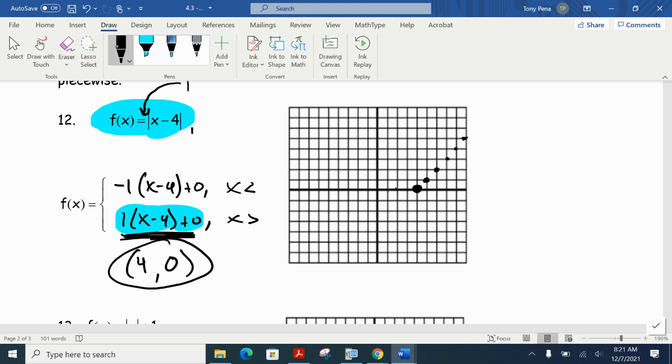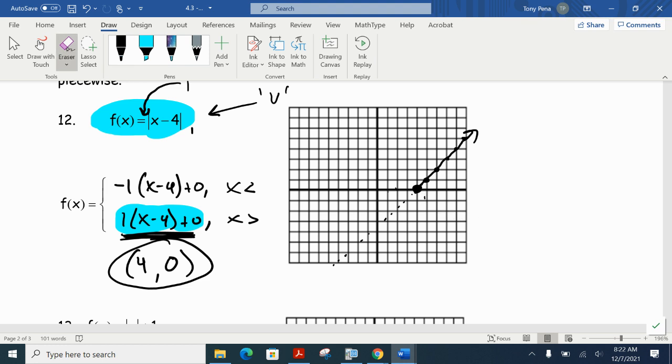Understand what this is supposed to look like. This has to be a V shape, right? Any absolute value we've done so far is a V. So when we draw this, this should be your vertex right here. This should be the lowest point on our graph. So you do not want to continue this line in this direction. This is where it starts, and then we go up.